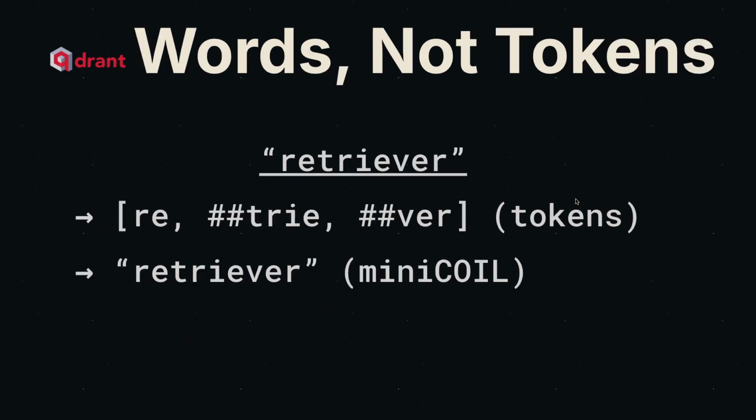So if we look at a word like retriever in MiniCoil, we're just going to grab retriever. And obviously there's a difference between a golden retriever and someone who retrieves stuff as a job, right? But we see here the tokens, it's going to have those pound signs and break it up into different pieces.